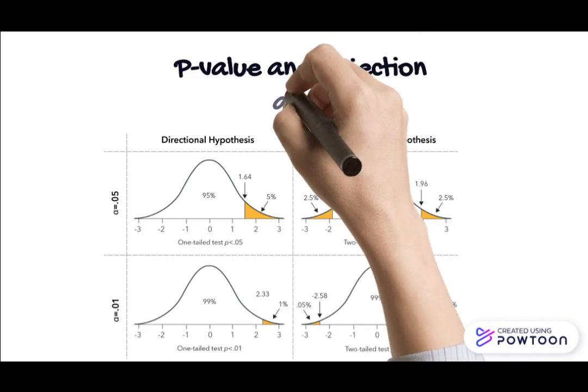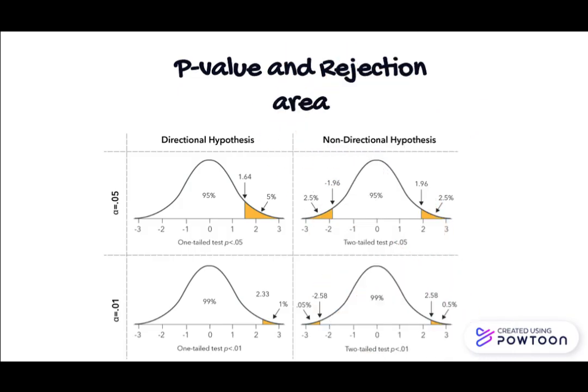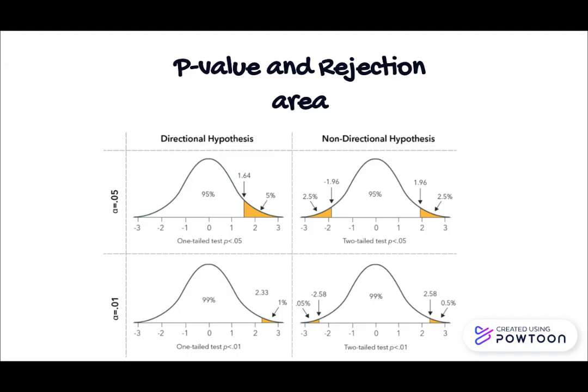The next step, after choosing the alpha level, is to find the p-value and the rejection area. To do this, we use what we've learned about one-tailed and two-tailed tests. Then, we look up the corresponding values in a z-table or t-table, depending on the type of test. These tables help us figure out how extreme our results are and whether they fall into the rejection region based on our chosen alpha level.